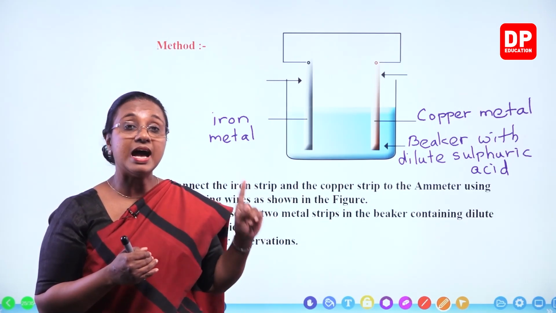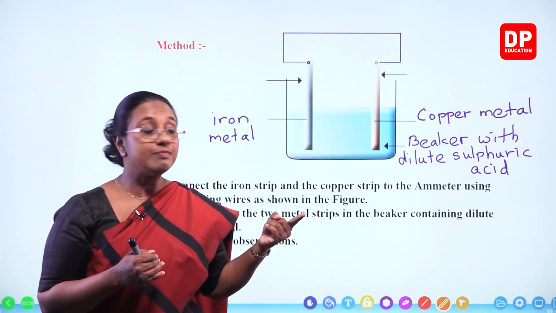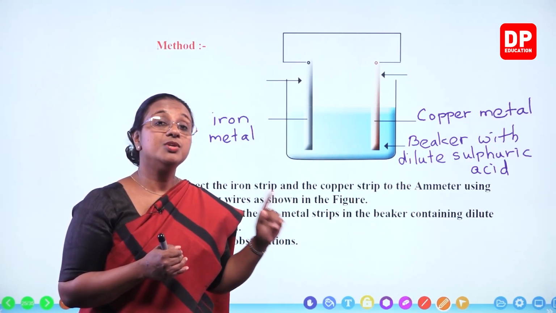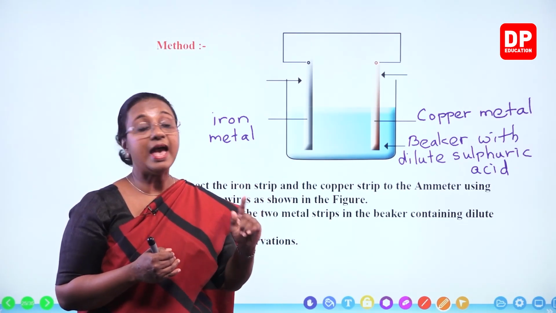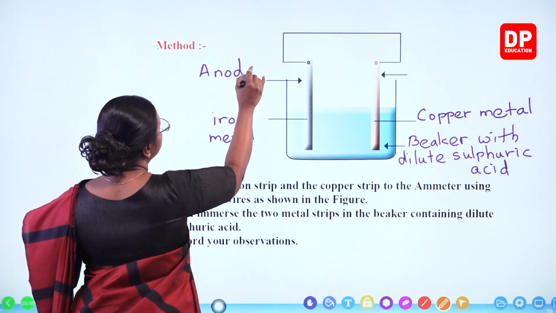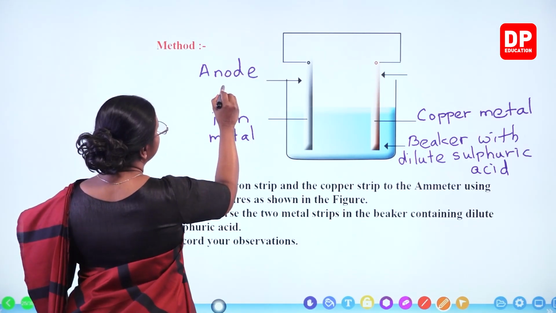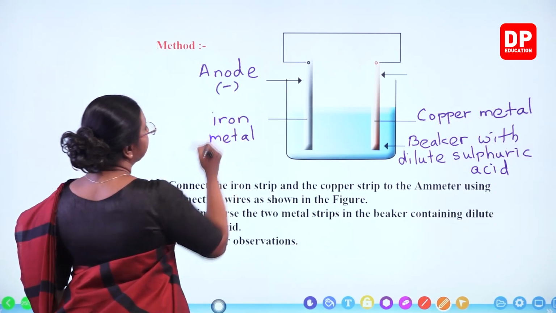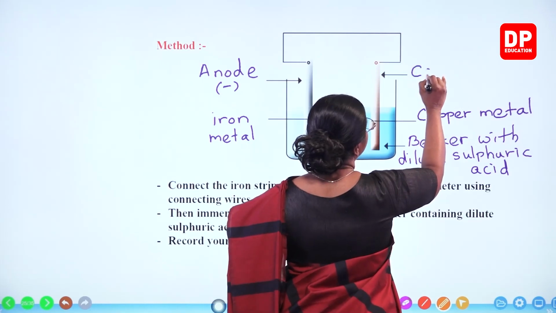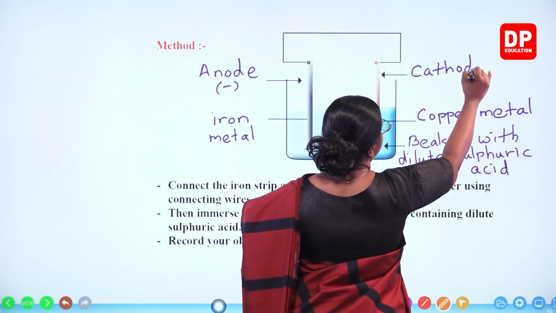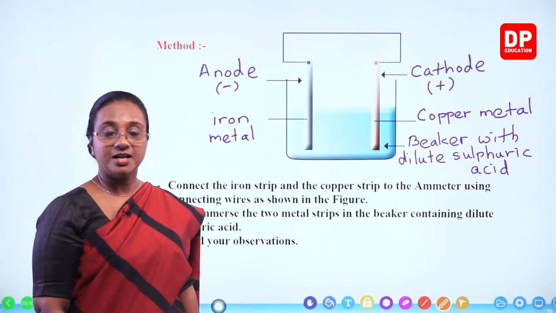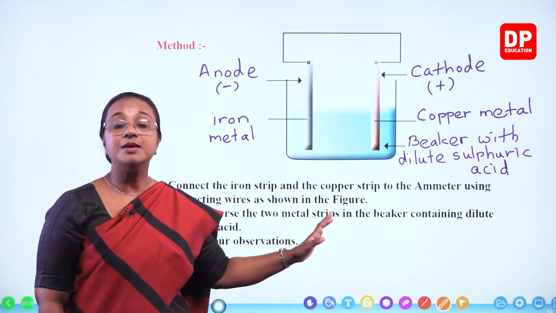So that means iron is more reactive compared to copper. So iron will act as the anode, where oxidation takes place, and because of that it will become negatively charged. And copper will act as the cathode where reduction takes place and it will become positively charged. So that is something you can predict.